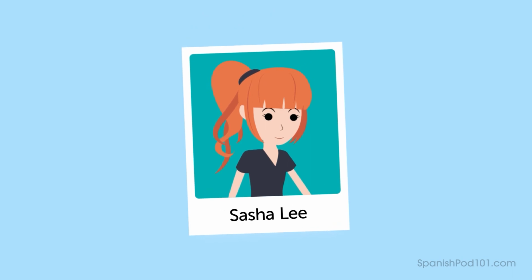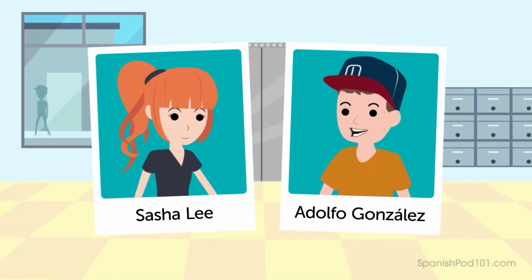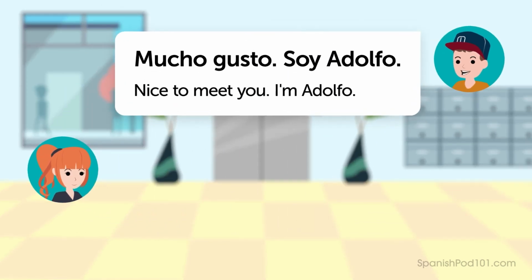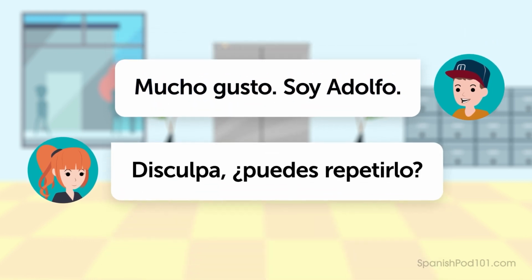This is Sasha Lee, and she meets her neighbor, Adolfo Gonzalez, for the first time in the lobby of their building. Adolfo introduces himself by saying, "Nice to meet you. I'm Adolfo." Mucho gusto. Soy Adolfo. Sasha can't catch his name and asks for clarification. Listen to the conversation and focus on Sasha's request. Note, Sasha uses informal Spanish. Ready?